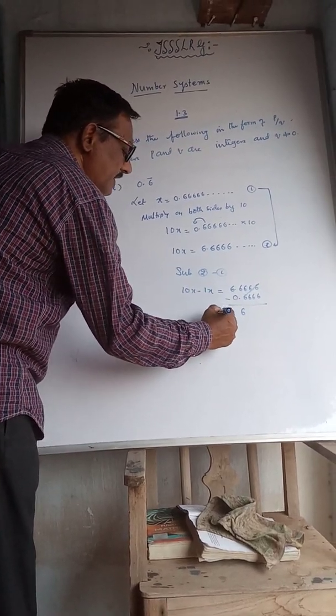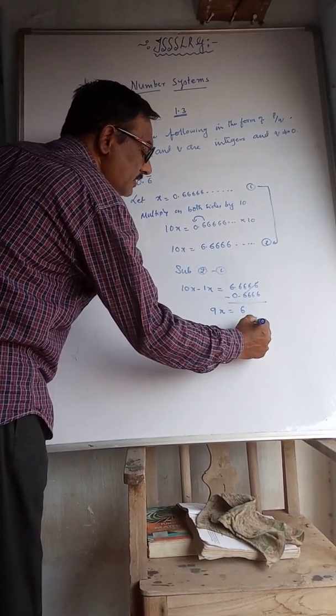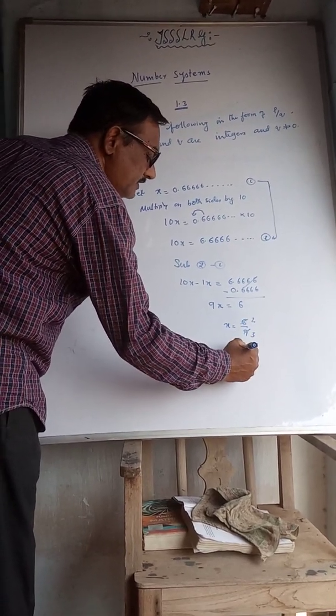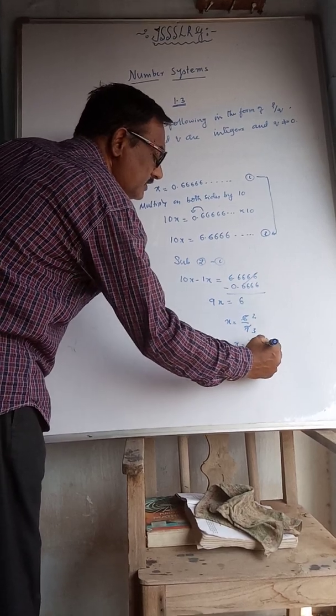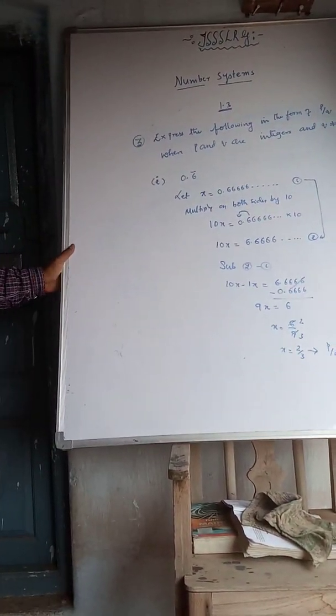Here it is 9x. Then x is equal to 6 by 9. 3 2s are 6, 3 3s are 9, x is equal to 2 by 3. This is the P by Q form.